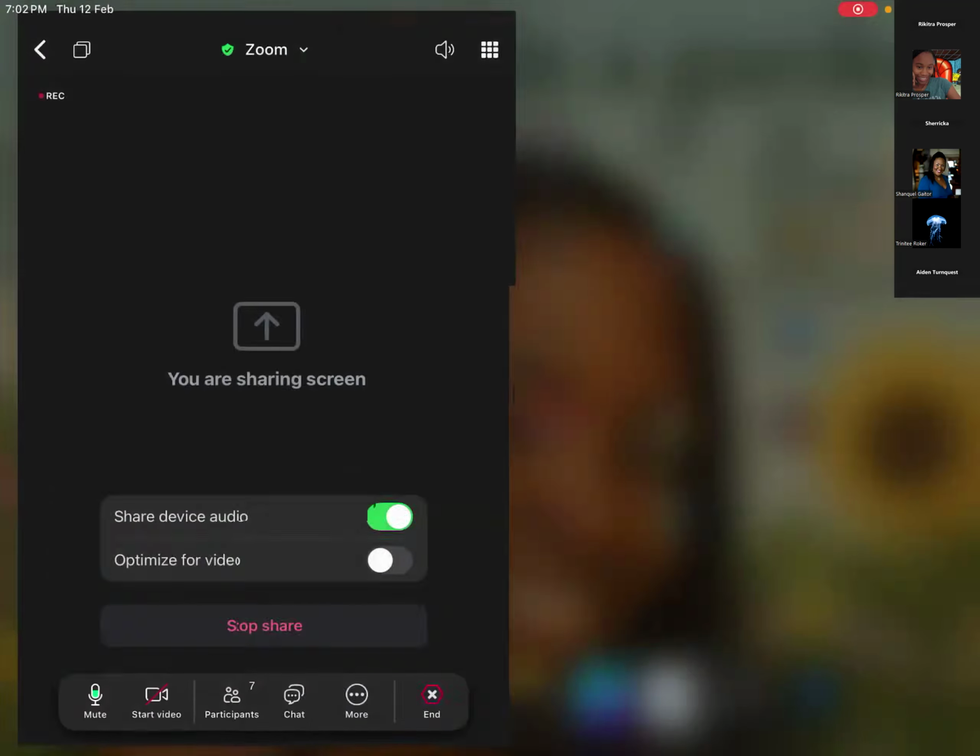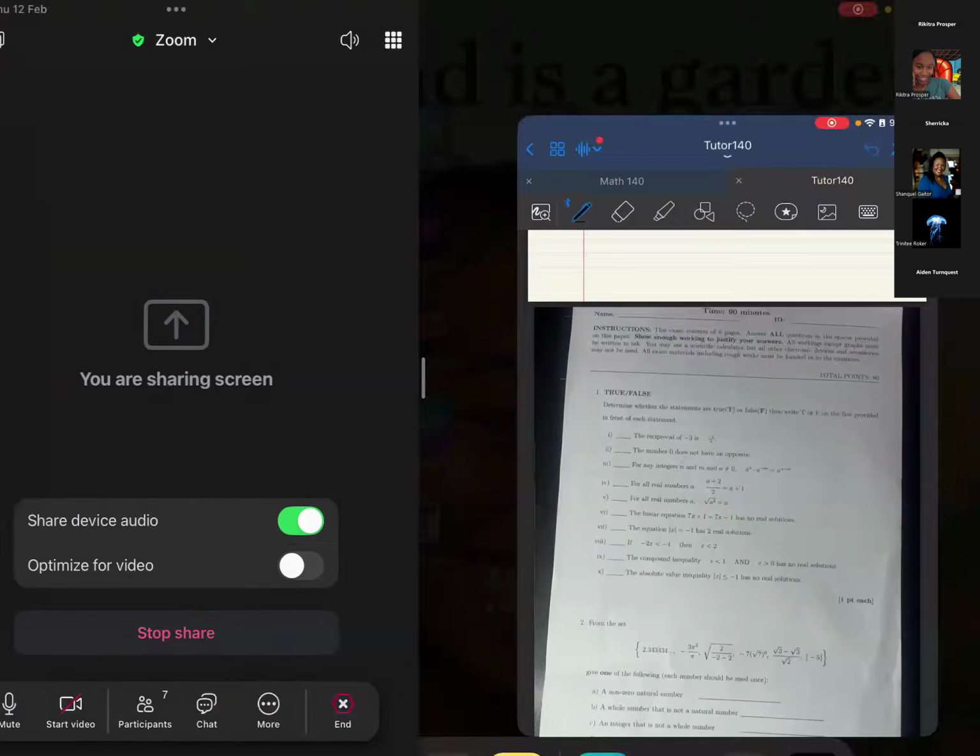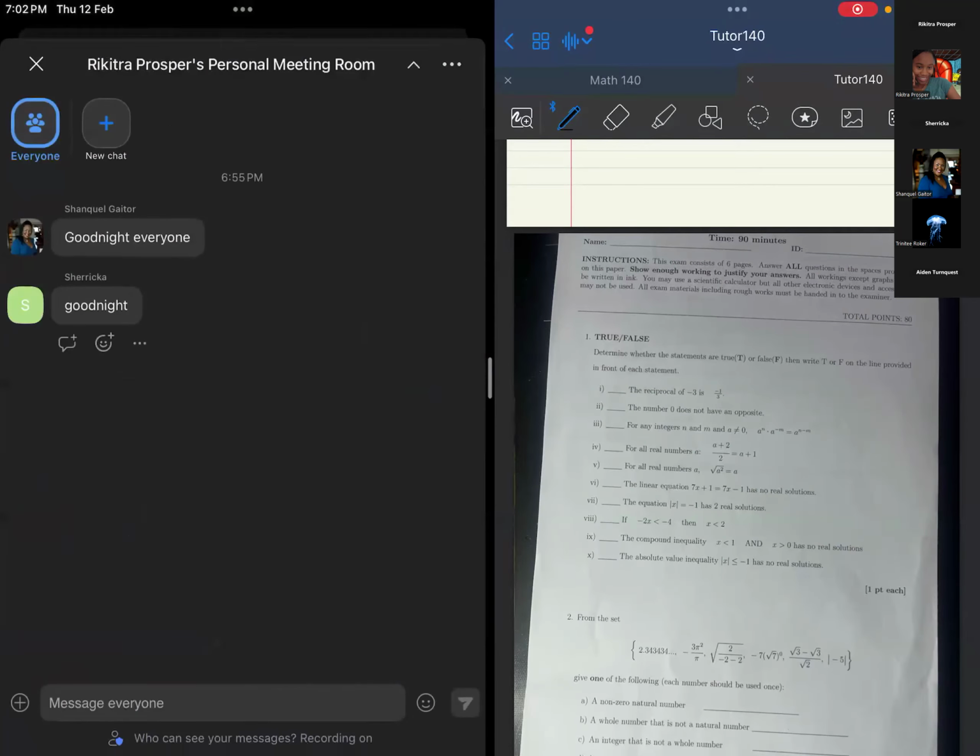Okay, just making sure y'all can see my screen. You can send in the chat if you can see my screen, please. Yes. Okay, great.